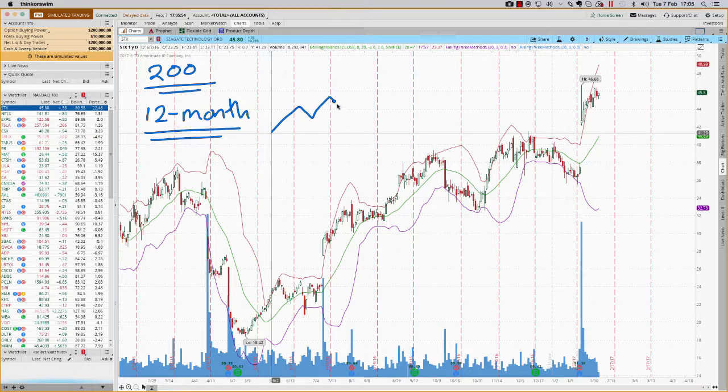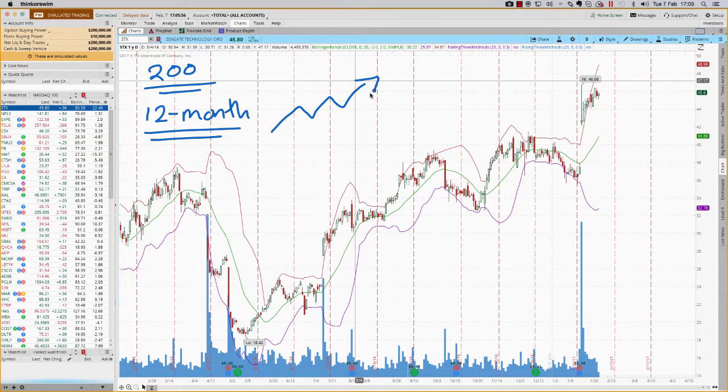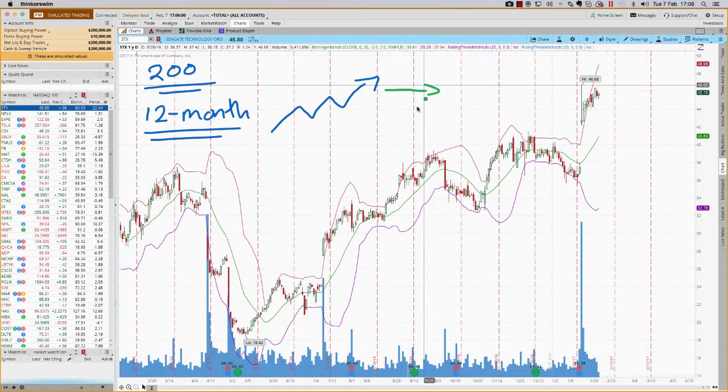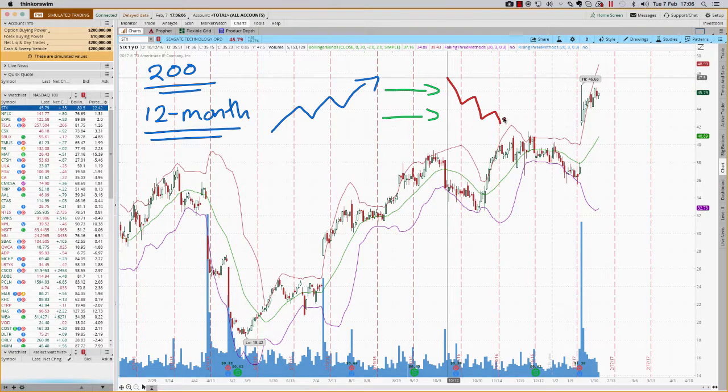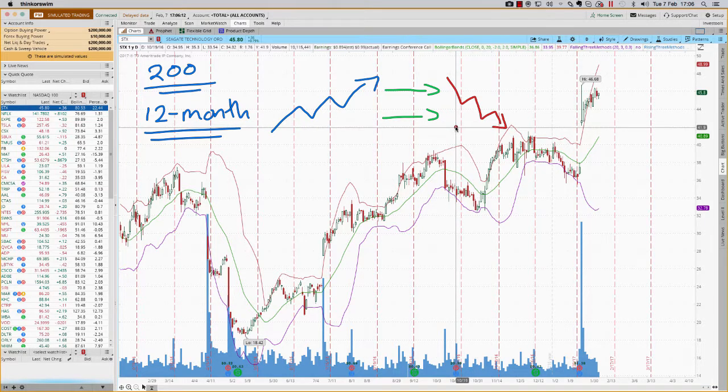And what I'm looking for is that price is either in an uptrend, it's in a range, or that price is in a downtrend. And they're the evaluations that I'm trying to make. They're the three things that I'm trying to categorize this chart in.